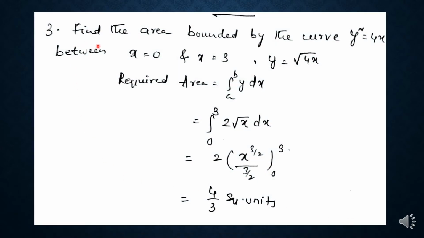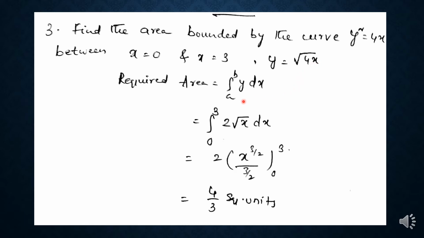Next problem. Find the area bounded by the curve y square is equal to 4x between x is equal to 0 and x is equal to 3. And what is the given curve here? y square is equal to 4x. Then y is equal to square root of 4x, that is root 4 into root x, and root 4 means 2. So y is equal to 2 root x.